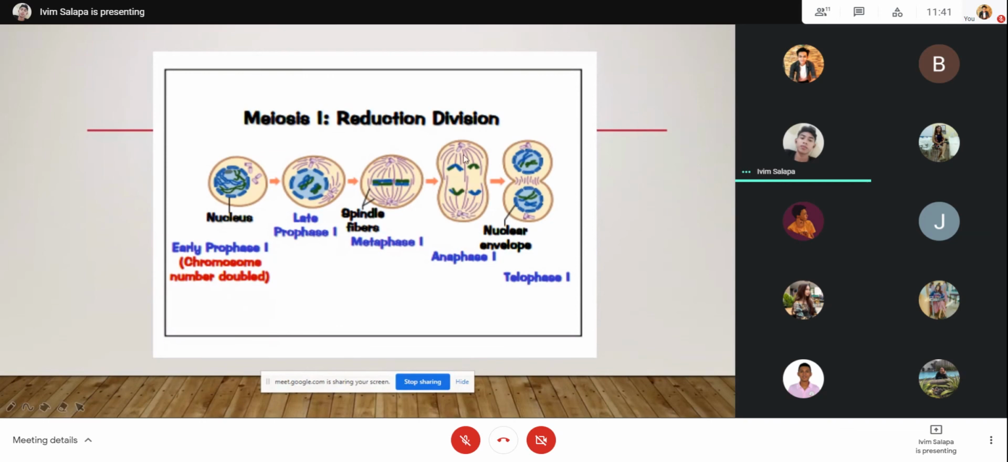So during anaphase, the spindle fibers attach to the kinetochore of the chromosomes, then pull the chromosomes toward the poles. How is it related to independent assortment, Mr. Salapa? The independent assortment, ma'am, is the random alignment of chromosomes at the center or equator of the metaphase plate, ma'am, which contributes to genetic diversity.